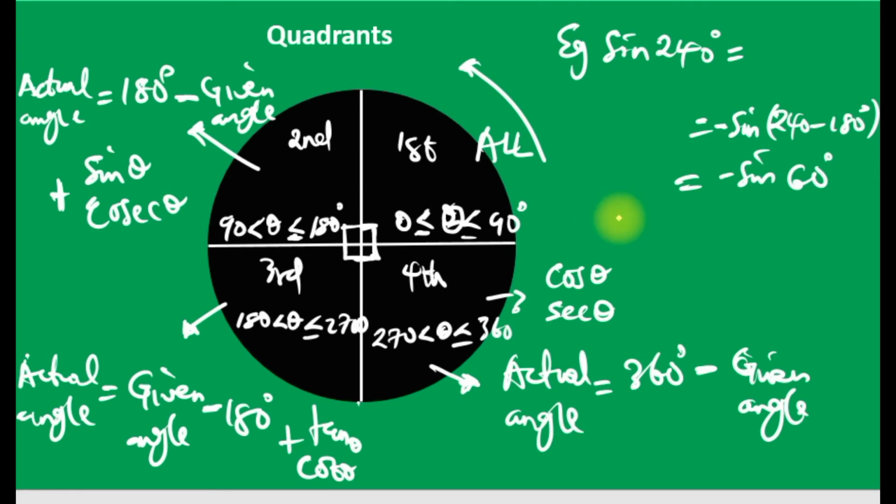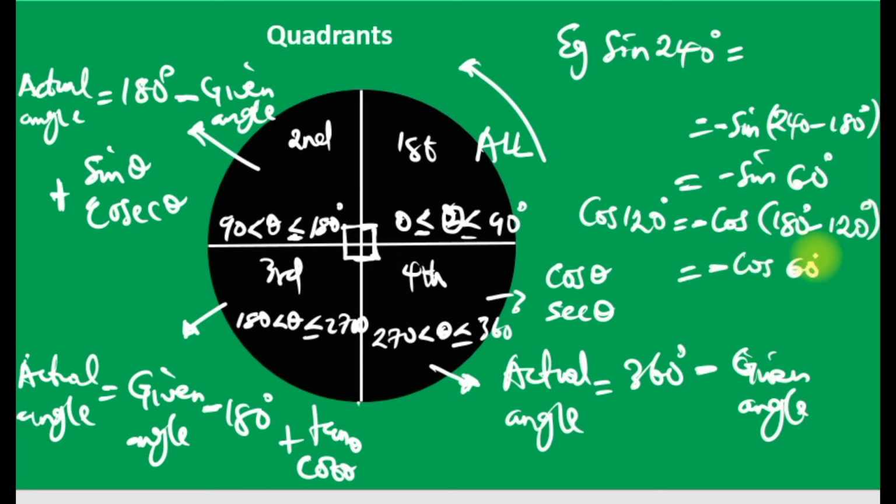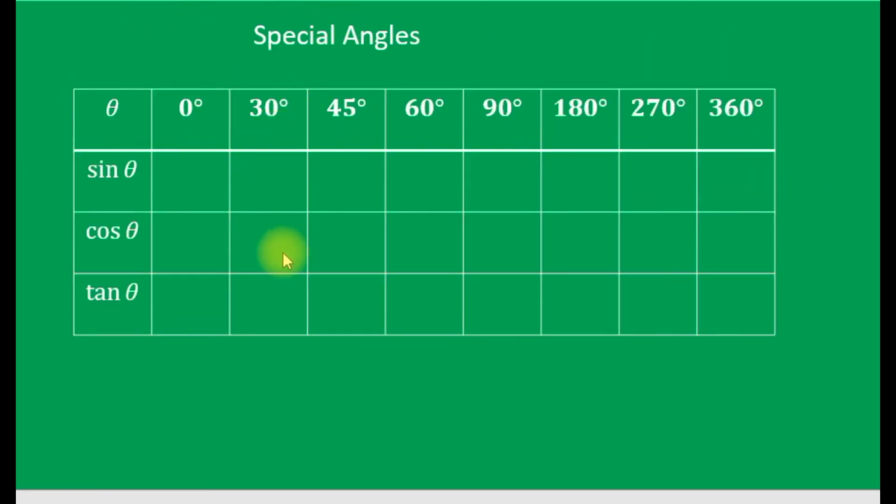Again, if someone asks you to find cos 120, 120 is in the second quadrant, where only sine and cosec are positive, so it is now minus cos. Again, 120 is within the second quadrant, which means we subtract it from 180. So what we have here is minus cos 60. So that's the quadrant.